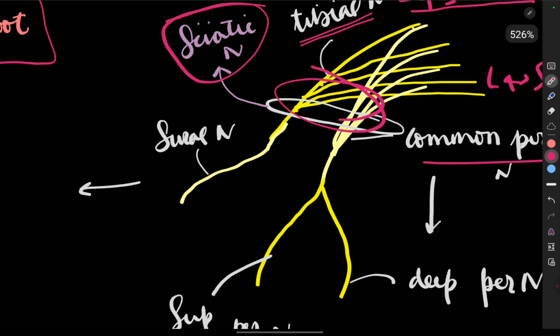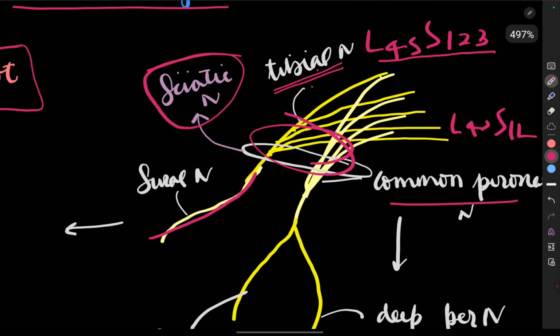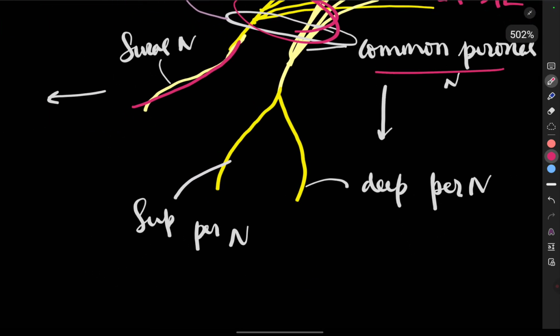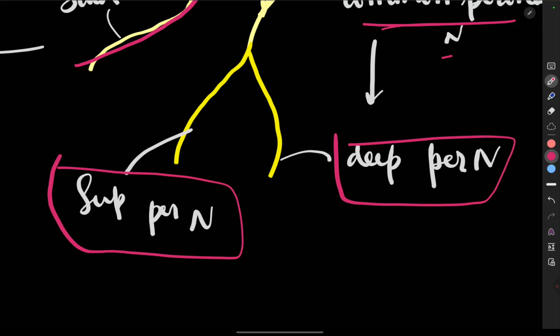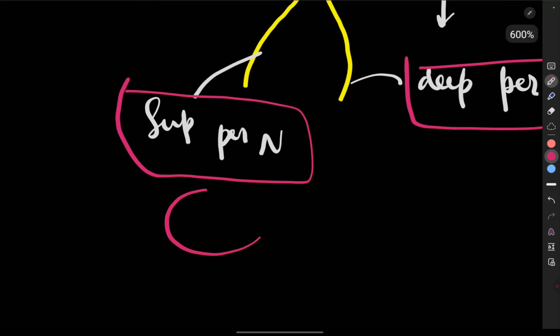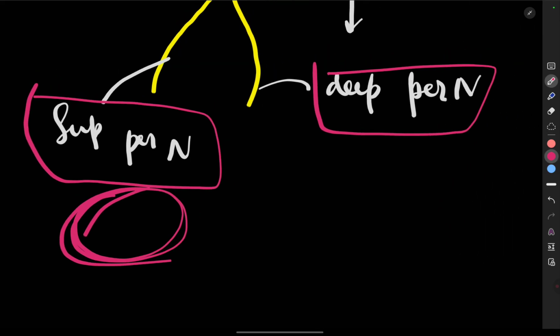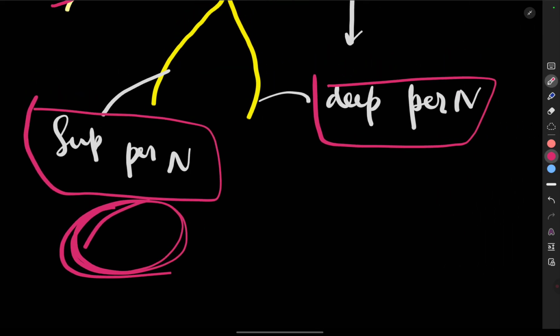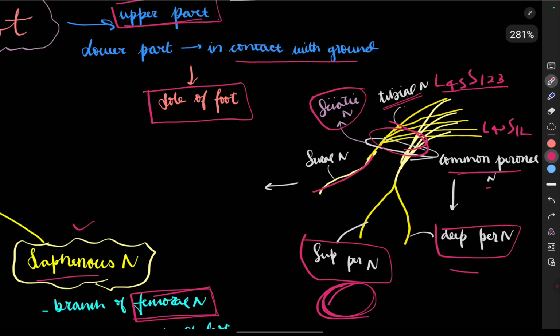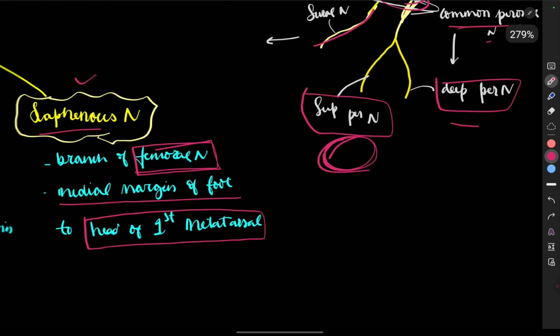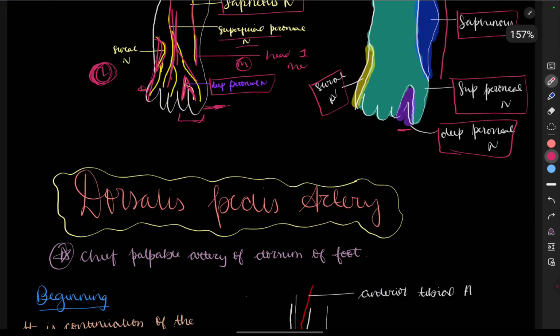The sural nerve is a continuation of the tibial nerve, as I already mentioned, and the common peroneal nerve gives off two branches, the superficial peroneal nerve and the deep peroneal nerve. The superficial peroneal supplies all the region except the first and second digital cleft of the skin, and the deep peroneal nerve only supplies the skin between the first and the second digital region. Okay, so this is about the nerves.